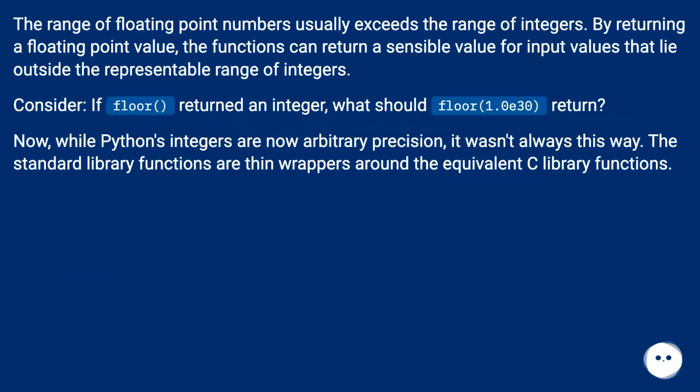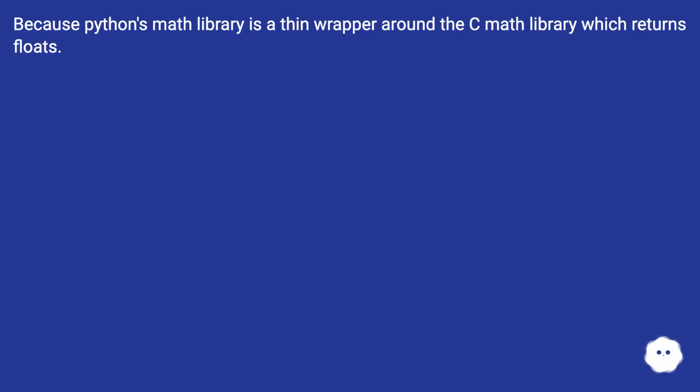The range of floating point numbers usually exceeds the range of integers. By returning a floating point value, the functions can return a sensible value for input values that lie outside the representable range of integers. Consider if floor returned an integer, what should floor of 1.0 times 10 to the power of 30 return? Now, while Python's integers are now arbitrary precision, it wasn't always this way. The standard library functions are thin wrappers around the equivalent C library functions. Because Python's math library is a thin wrapper around the C math library, which returns floats.